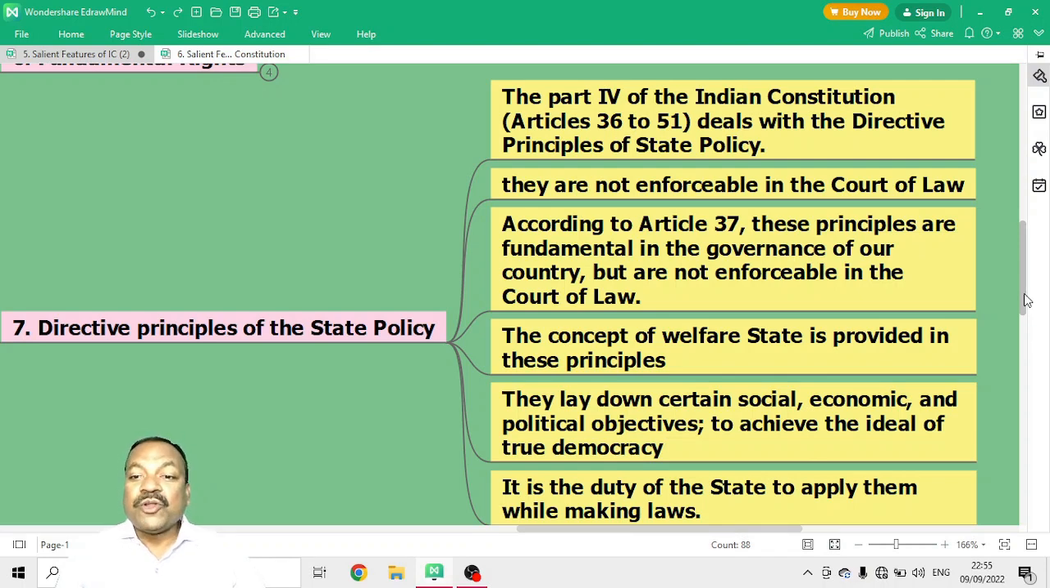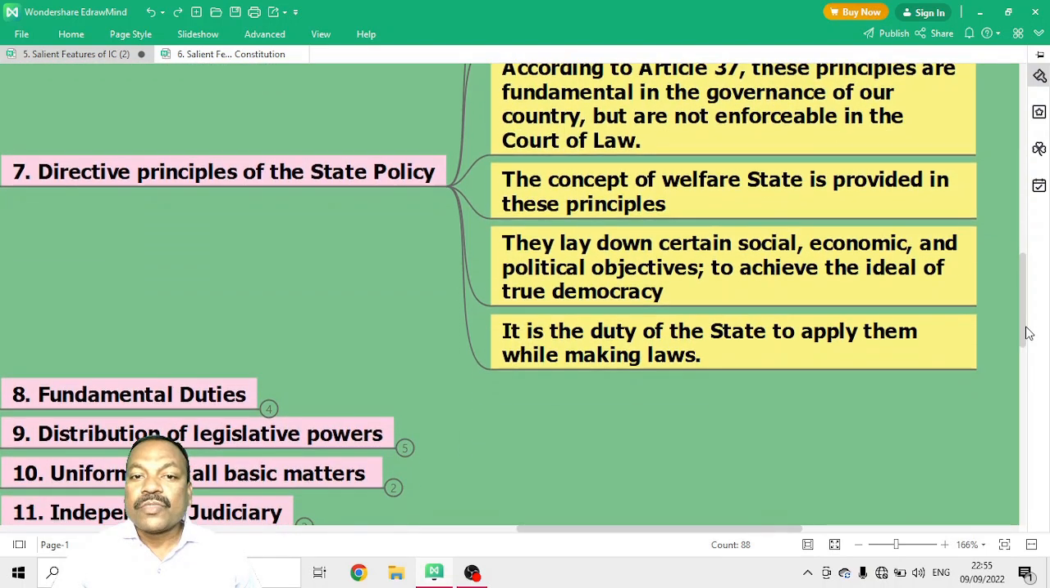Here, the concept of a welfare state is provided in these principles. They lay down certain social, economic, and political objectives to achieve the ideals of a true democracy. So, it is the duty of the state to apply them while making laws. Directive principles give directions to the state to create policy, to create law, and to utilize that law for a welfare state.